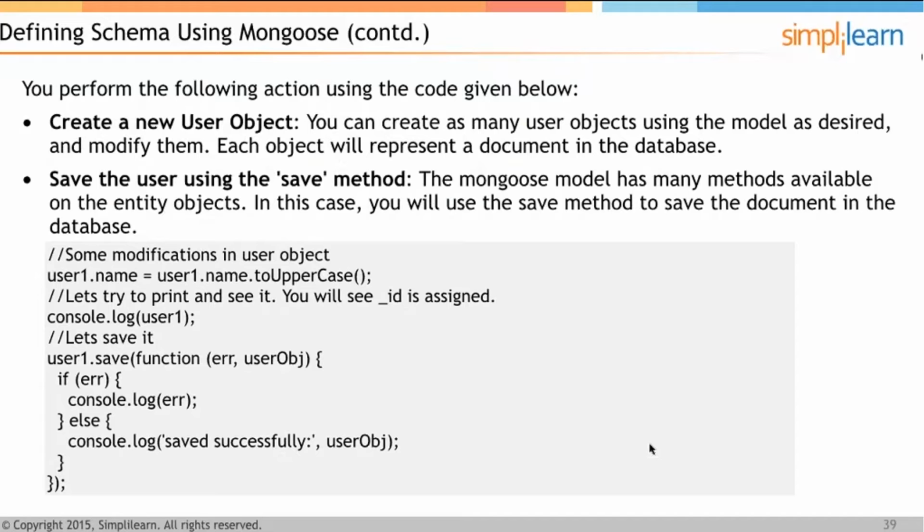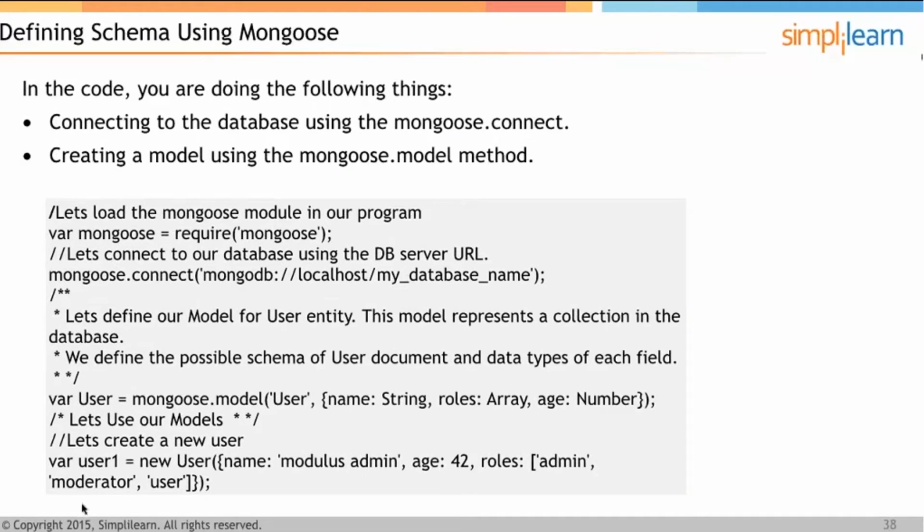So you perform the following action using the code given below. Create a new user object. You can create as many user objects using the model as desired and modify them. Each object will represent a document in the database. Please see this user object which I have created. What is this? This is one document.